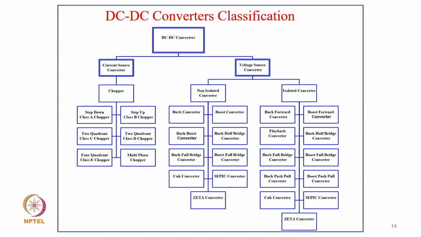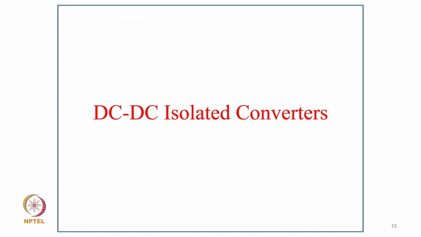So we go for an isolated converter, which has a number of categories shown here, like buck forward, boost forward, flyback, buck half bridge, buck full bridge, boost full bridge, buck push pull and boost push pull, and Cuk, SEPIC and Zeta, and many more.